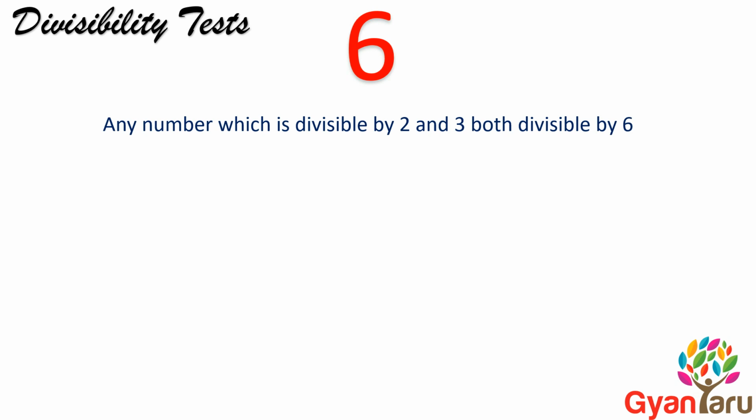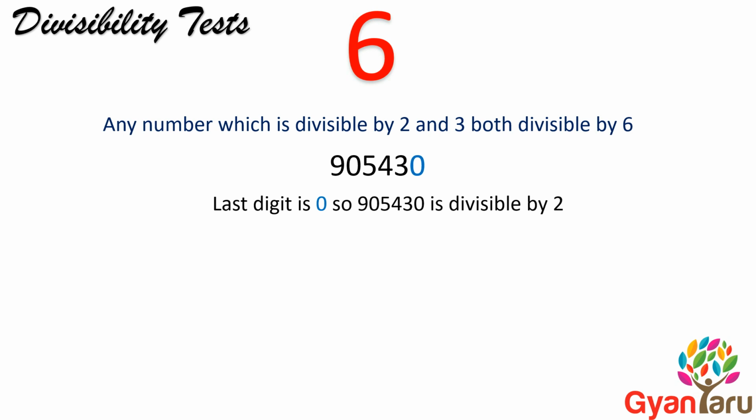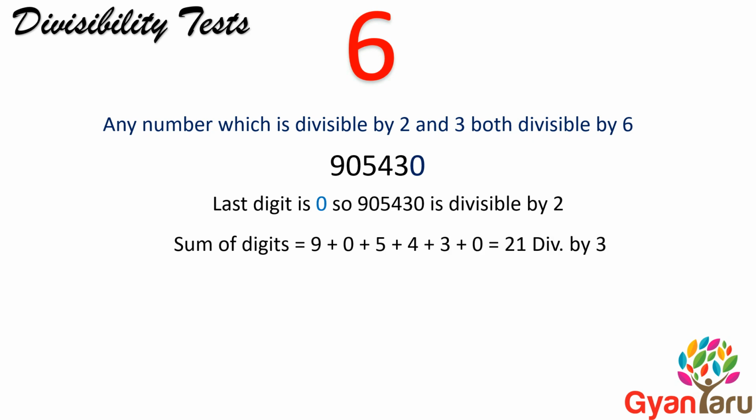Divisibility test of 6. Any number which is divisible by 2 and 3 both is divisible by 6. For example, in this number, the unit digit is 0, so this number is divisible by 2. And the sum of digits equals 21 and 21 is divisible by 3. So the number is divisible by 3. So our number is divisible by 6.